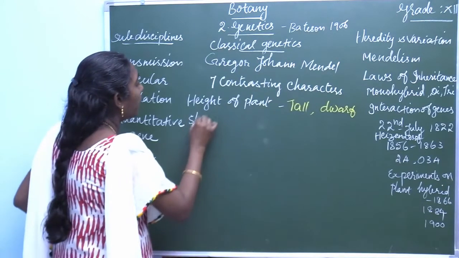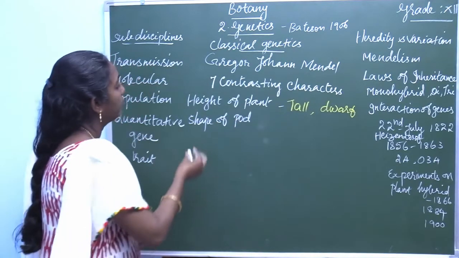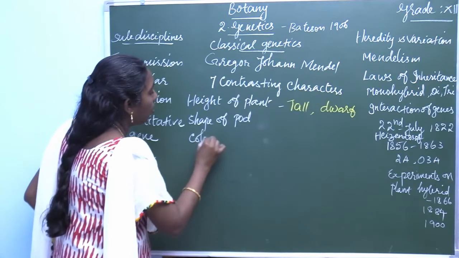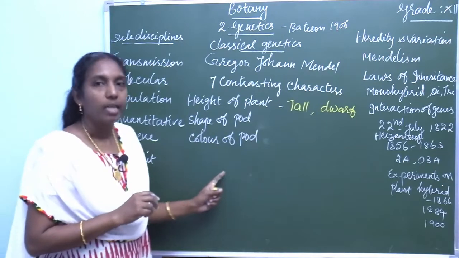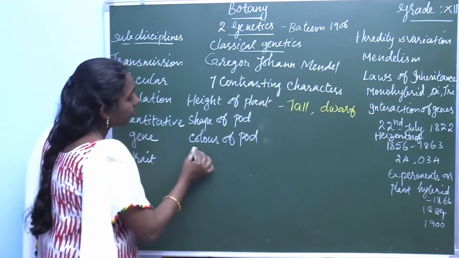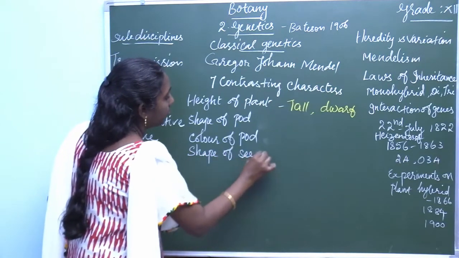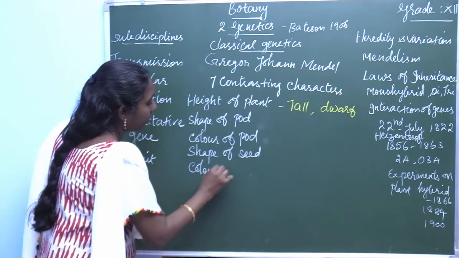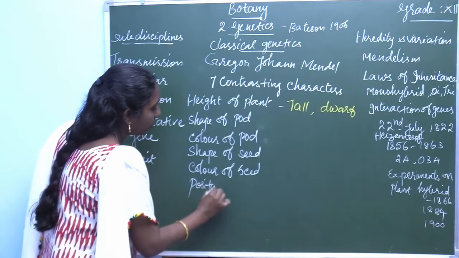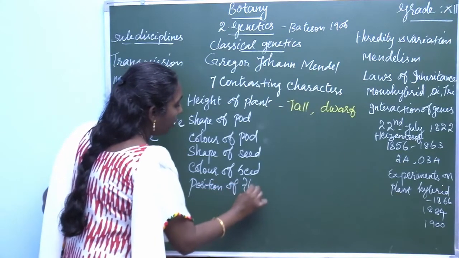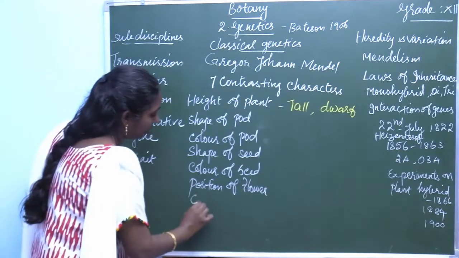Then shape of pod, color of pod, then shape of seed, color of seed, position of flower, and the color of flower.